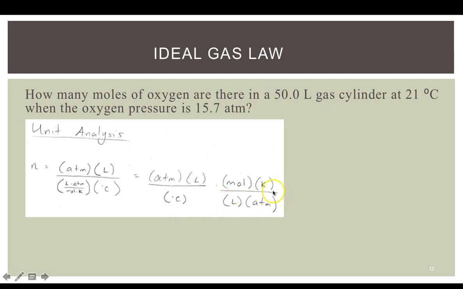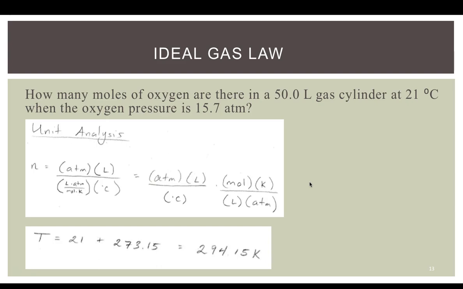Well, degrees C and K don't cancel. We'd end up with N in units of mole Kelvin per degree Celsius, which is not a useful unit of number of stuff. We want N to be in units of moles. So what we need to do, and this is my recommendation any time you're dealing with any gas laws, is convert your T immediately to Kelvin.